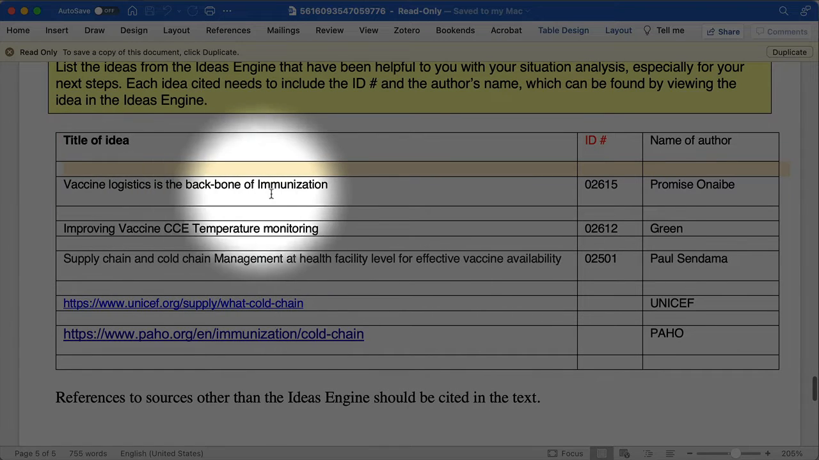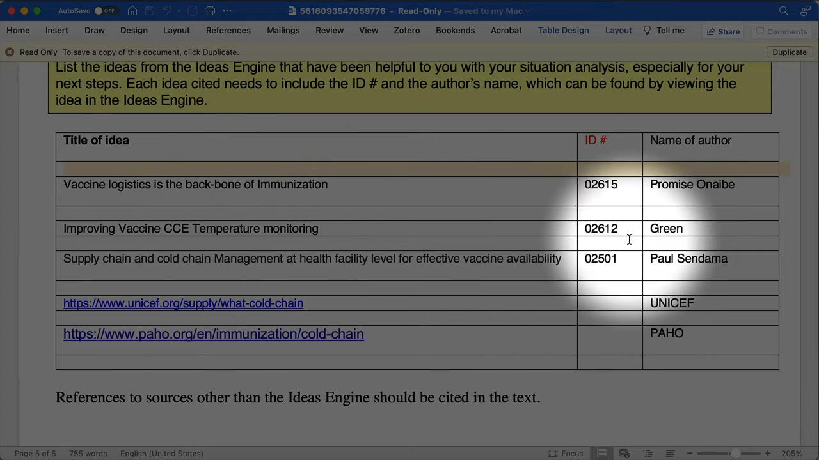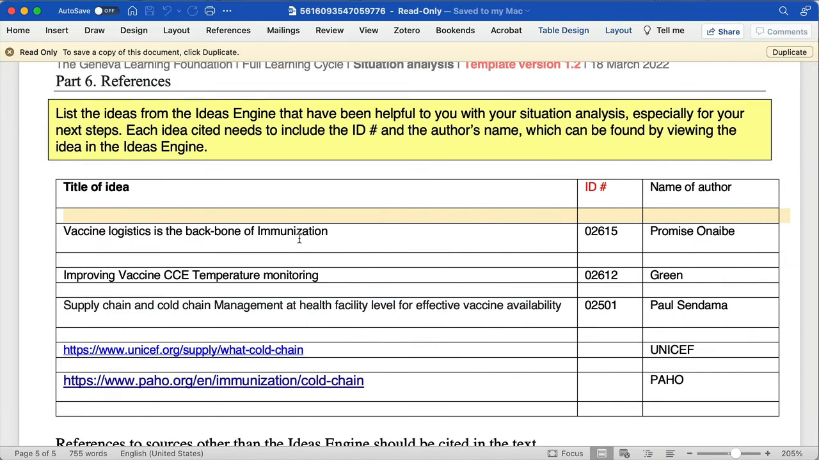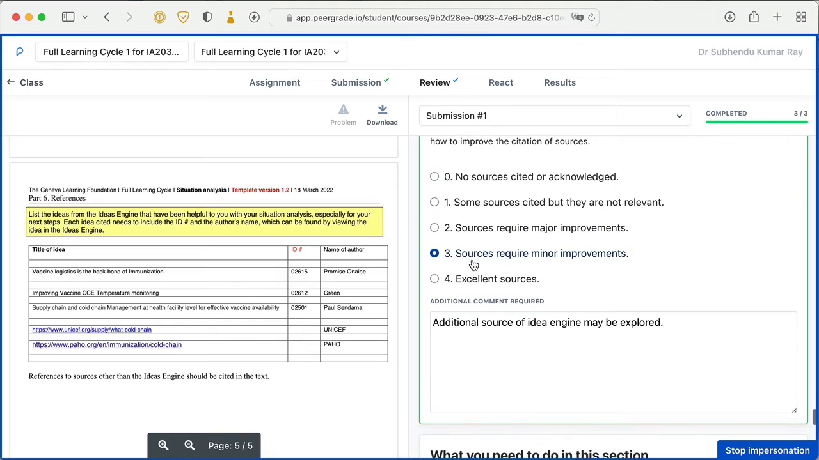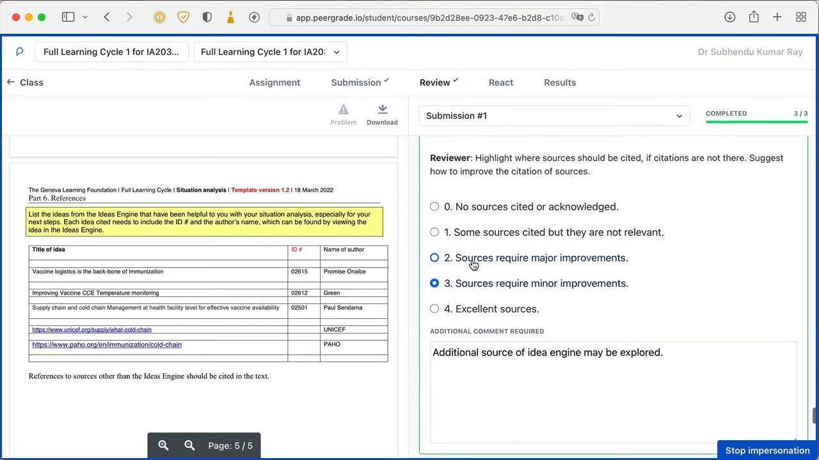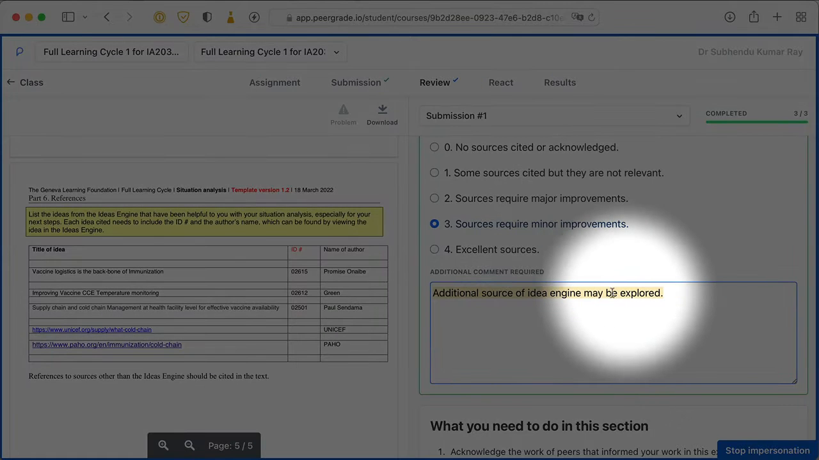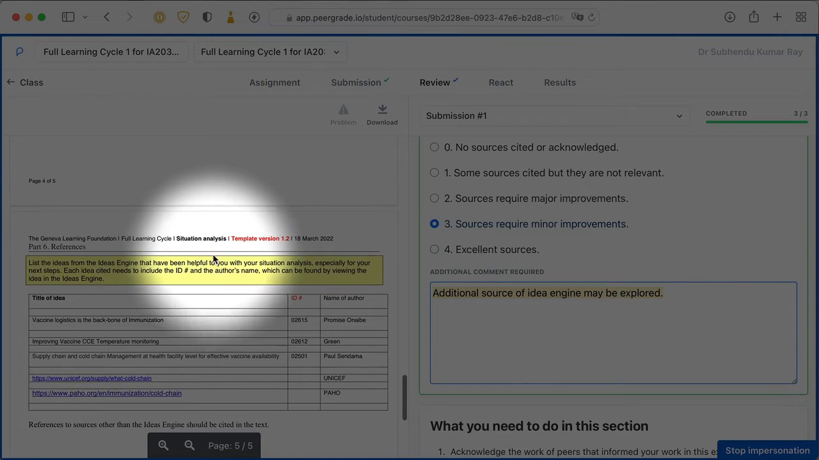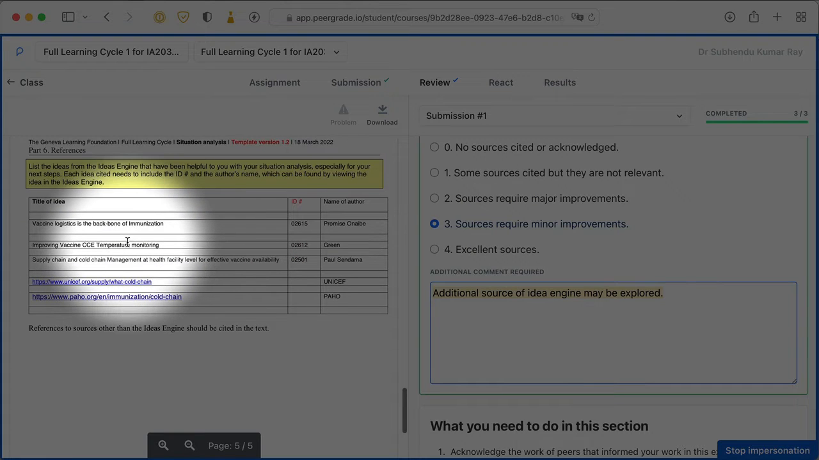Now, here there are 3 ideas cited from the ideas engine with the ID numbers. That's excellent. And here, when I go here, let's see. So sources require minor improvements. Additional source of idea engine may be explored. So I disagree with the reviewer there. Why? Because we say at least one idea should be cited. So this person has put 3. That's very good.